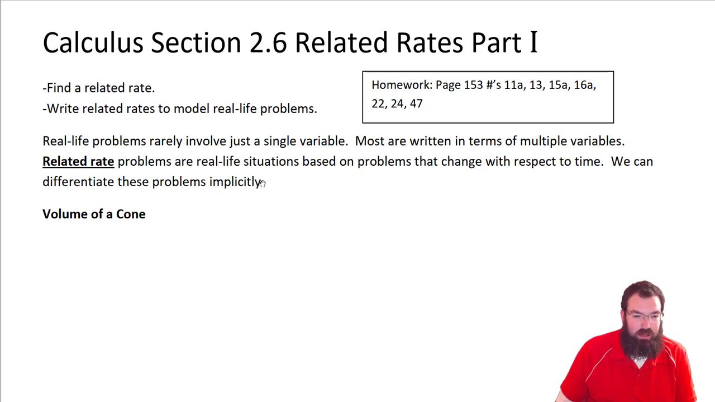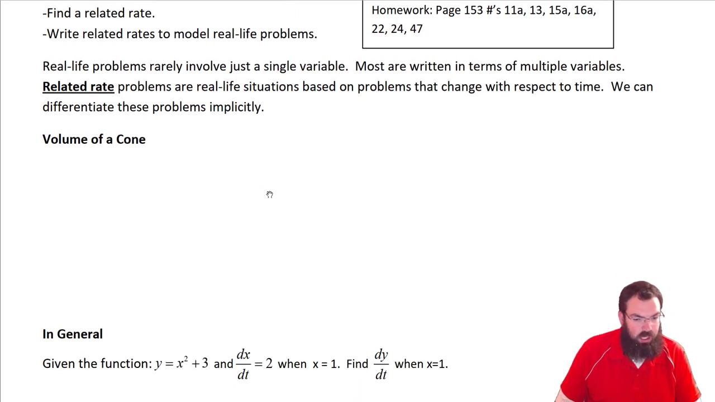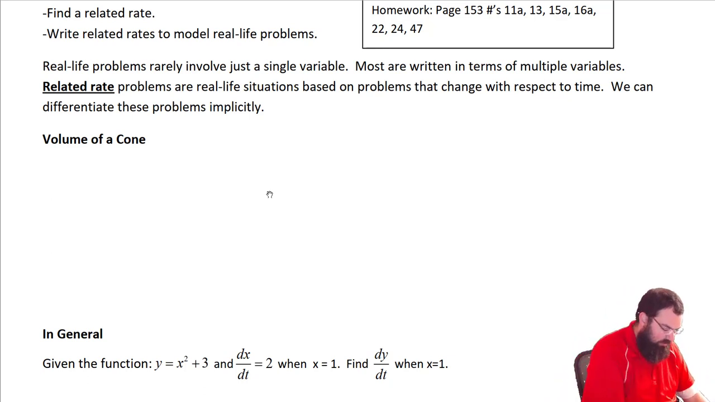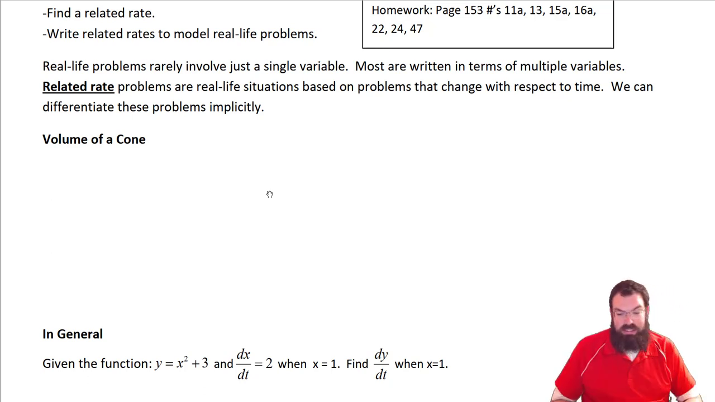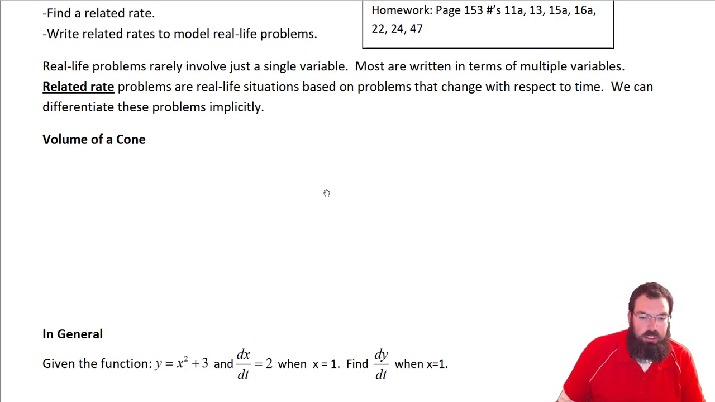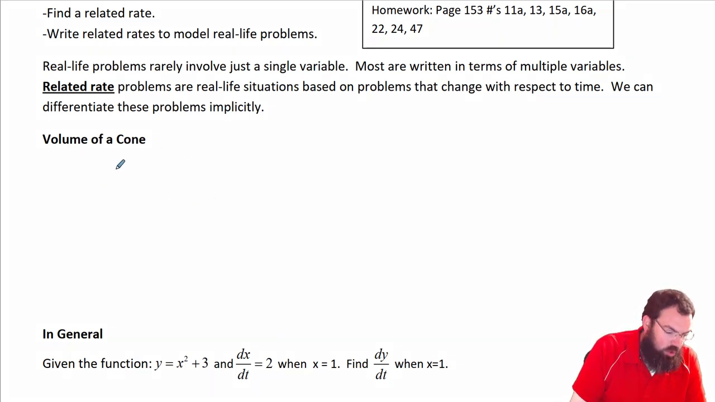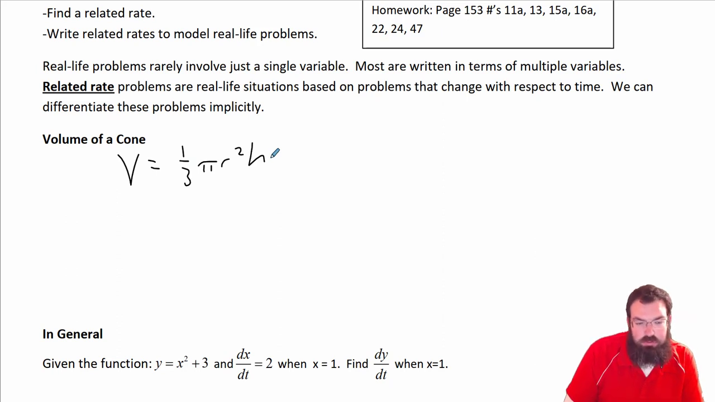You can read that. I'm not going to really read that. Again, it's a review from last year, so it shouldn't be anything new. Remember, you do have to remember the formulas to all of these shapes, volume, surface area, pretty much everything. You will not be given it for the most part. So the volume of a cone: we should know, hopefully, that the volume of a cone is V equals 1/3 pi r squared h.